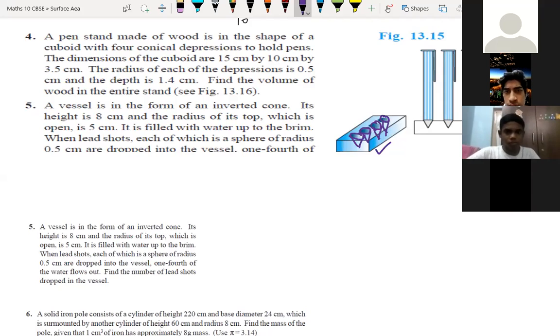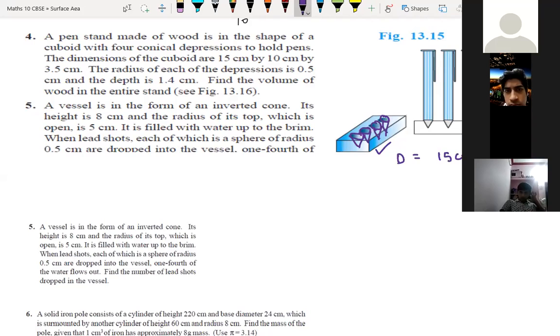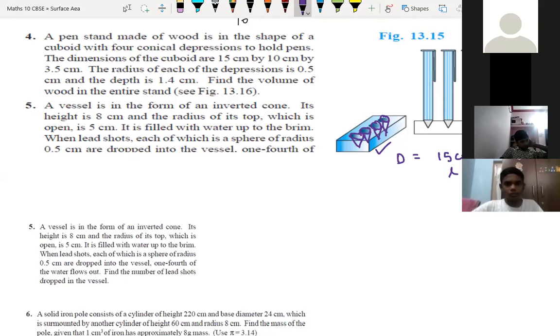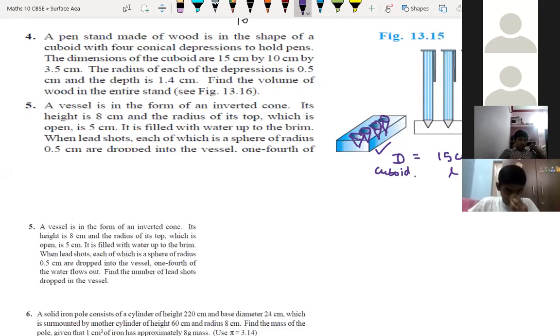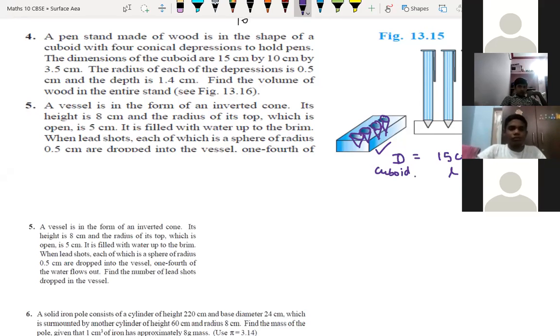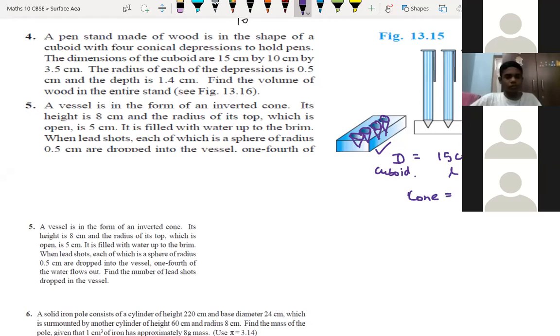The dimension of the cuboid is given as 15 centimeter by 10 centimeter by 3.5 centimeter. Length, breadth, and height are given for the dimension of the cuboid. And the radius of the depression is 0.5. Now the cone part: the cone radius they have given is 0.5 centimeter, and the height of the cone is 1.4 centimeter.